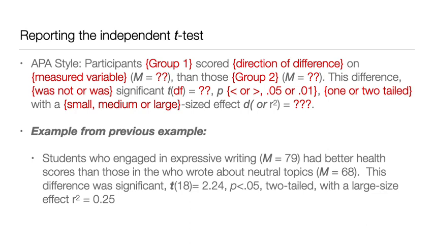And then we want to make sure we talk about practical significance as well, not just statistical significance. And so we're going to say we have a small, medium, or large effect, and give that measure of effect size. So what that looks like for the example that we did in class: students who engaged in expressive writing, mean of 79, had better health scores than those who wrote about neutral topics, mean of 68. This difference was significant. t(18) is equal to, that is supposed to be 2.42. p is less than 0.05. A two-tailed test with a large effect size, R squared is equal to 0.25. So that ends our conversation on how we do this for APA style.